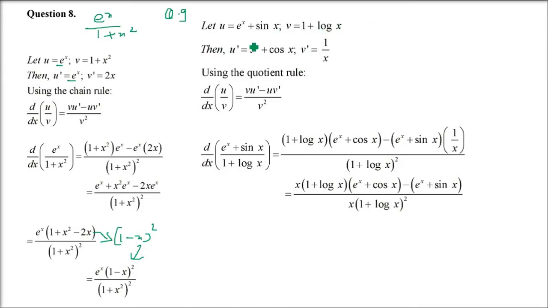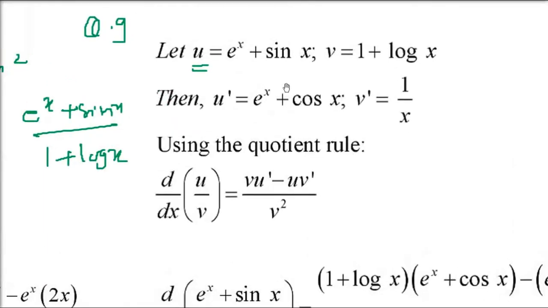So you have u as e raise x plus sin x, u dash as e raise x plus cos x, and v is 1 plus log x. We have done questions like this, so I'll just show you here only. e raise x is e raise x, sin x is cos x. This is u dash. V dash is what? 1 will be 0, log x will be 1 by x. V dash is 1 by x.